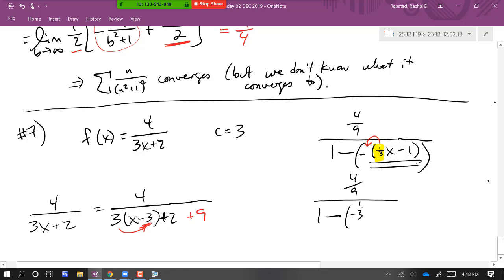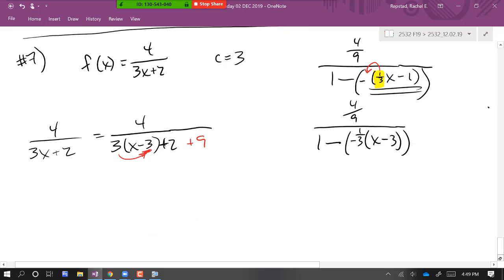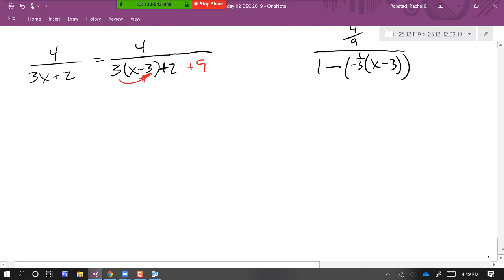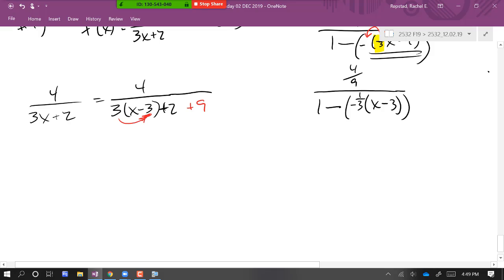So I think that works, right? Because then that's a negative 1/3 x plus 1. That works. And then continue. I have my a as 4/9 and my r is 1/3 times x minus 3. And then what do we do?